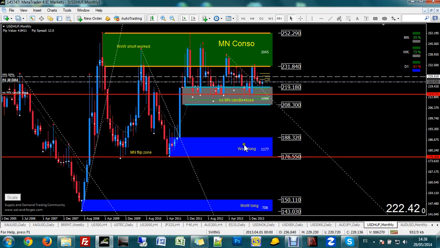Okay, so I just have it on my charts. This is the first time I analyze this pair. So now let's drop to the weekly. Sorry, the monthly is in consolidation.